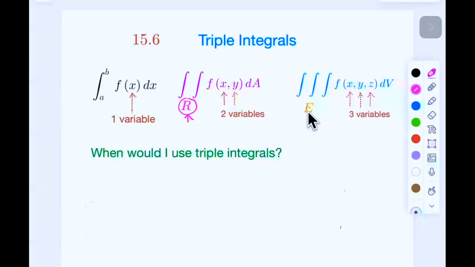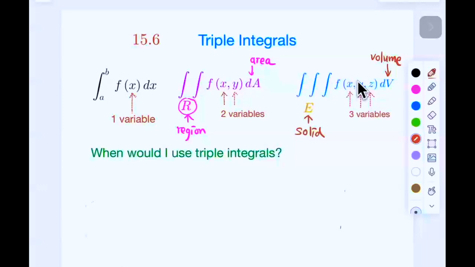The R here is a region on the xy plane. dA is the area element. E here is a solid in 3D. dV is the volume element.